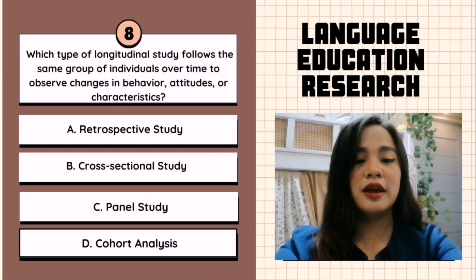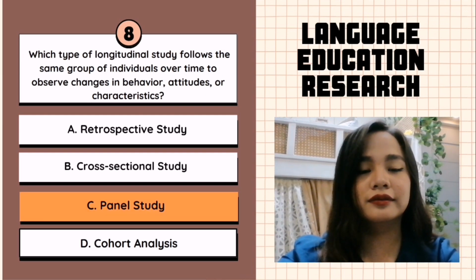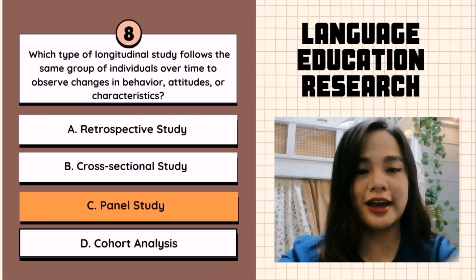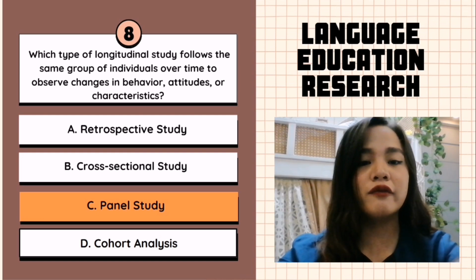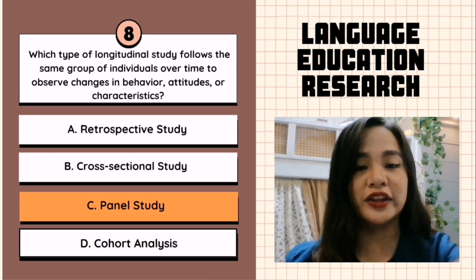A. Retrospective study. B. Cross-sectional study. C. Panel study. Or D. Cohort analysis. Yes, that is correct. Letter C, panel study, is the correct answer because it involves collecting data from the same group of individuals at multiple points in time.